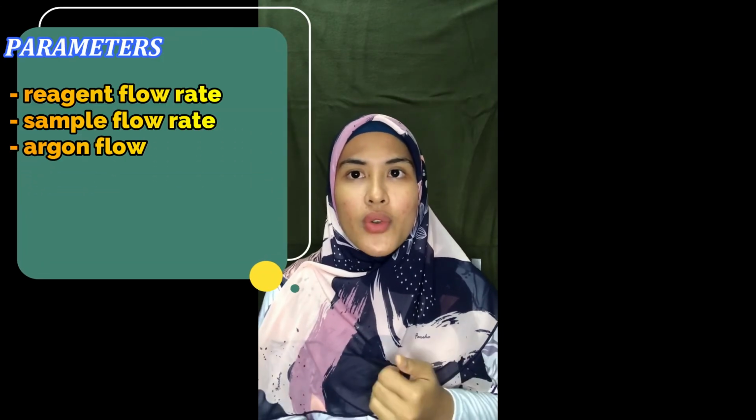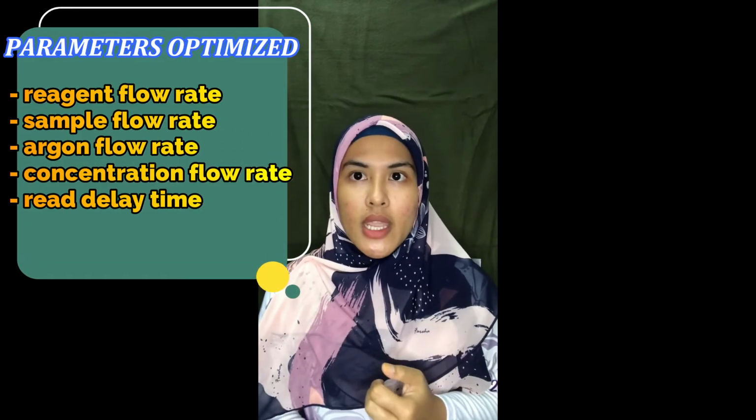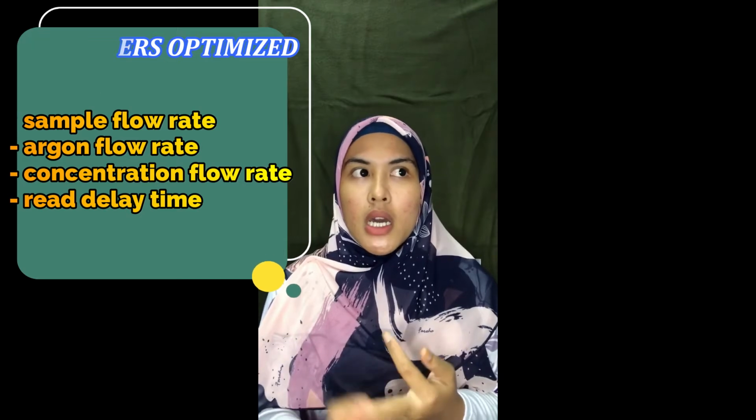The parameters that can be optimized are reagent flow rate, sample flow rate, argon flow rate, concentration of reagents, and also read delay time. Then, flow rate of reagent and sample are affected by tension of peristaltic pump and also size of tubing.